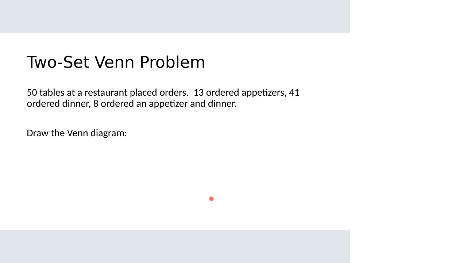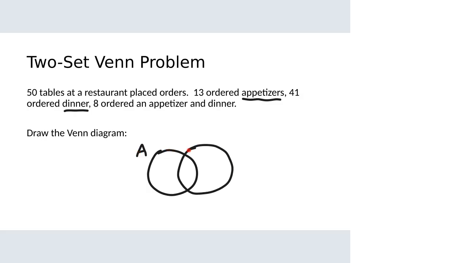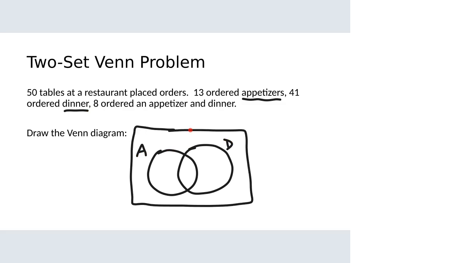First, figure out what your sets are. 50 tables placed orders. We have appetizers and dinner, and that's it. Those are the only things mentioned. So I'm going to have an appetizers circle. I'm going to have a dinner circle. And so there is my Venn diagram with no numbers. Then we're going to work on filling in the numbers.